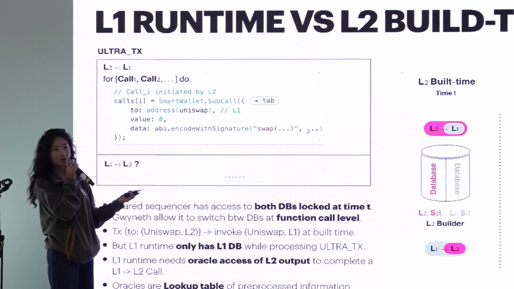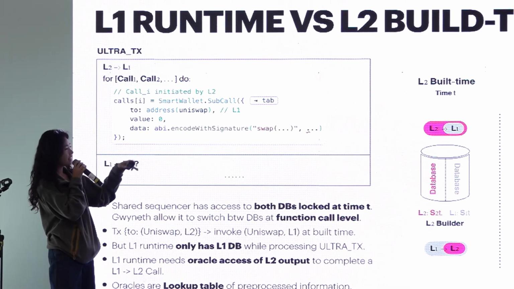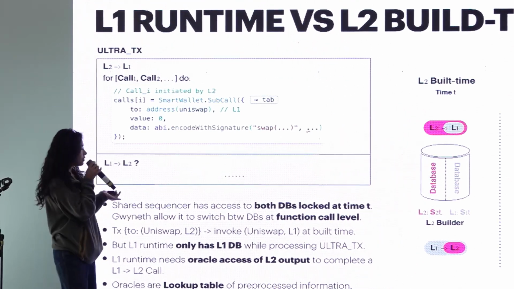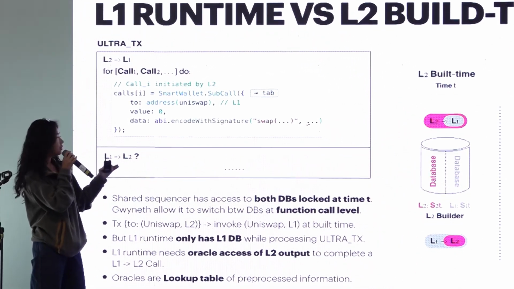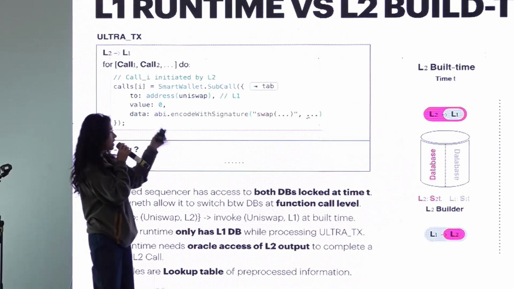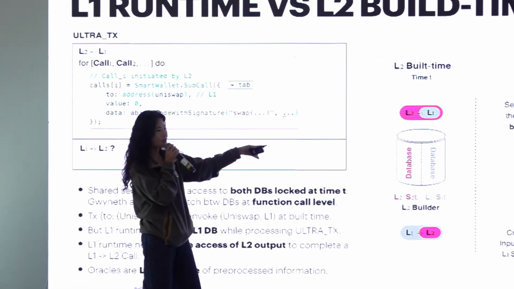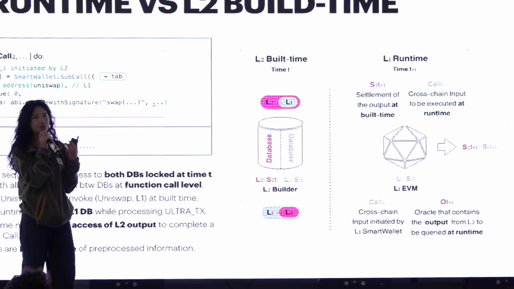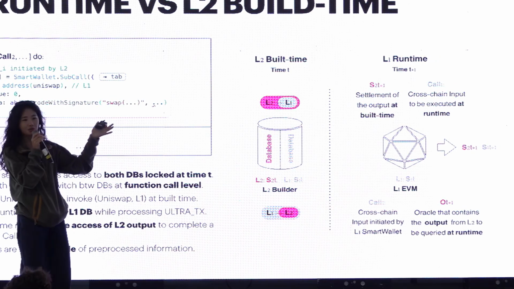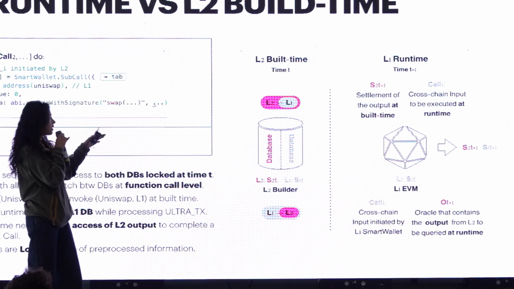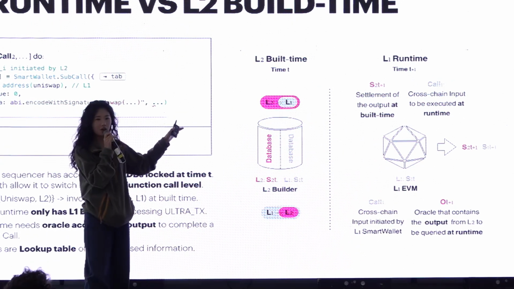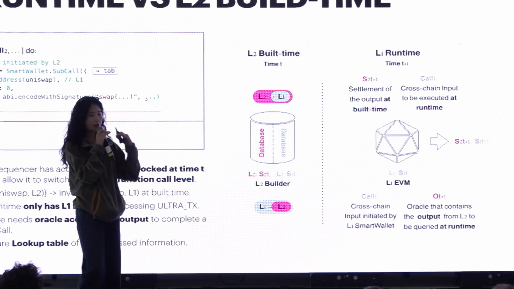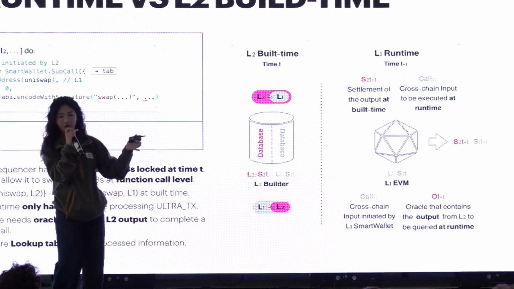So basically we implemented this builder that allows us to switch the DB instance at the function call level. If a transaction goes from Uniswap L2 that invokes Uniswap L1 at build time, we can emulate this transaction with the state read from the previous L1 block and propose the execution result of L2 at time t+1 as we do the rollup operation. After this, the L1 part of the call is emulated again in the L1 runtime, and we progress the L1 state as well.